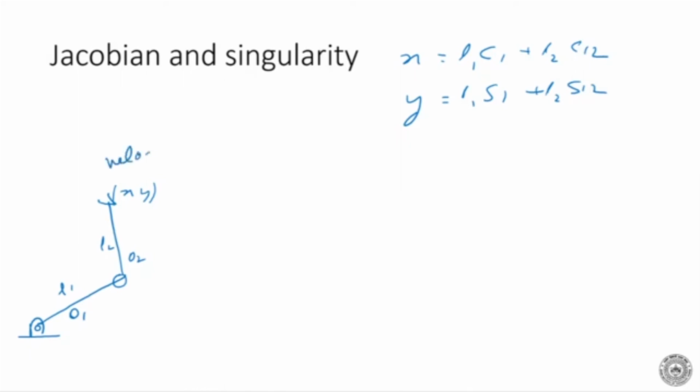Now, if I take the derivative of this, basically I want to find the relationship between the velocity at the end effector and the joint velocity. Why? Because as far as the control system is concerned, we are going to control the velocity of the end effector by controlling the joint velocity, because at the joint there is a motor or an actuator which we are controlling using the control system, right?